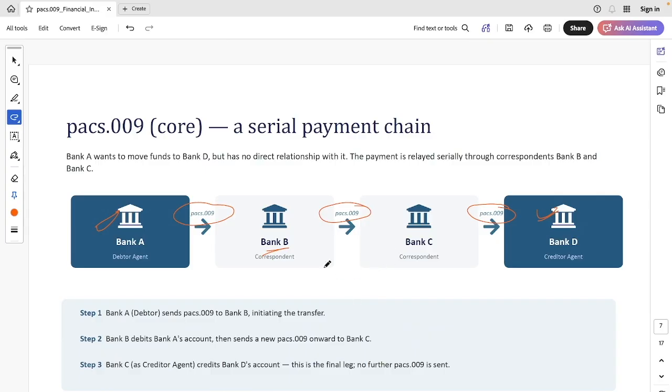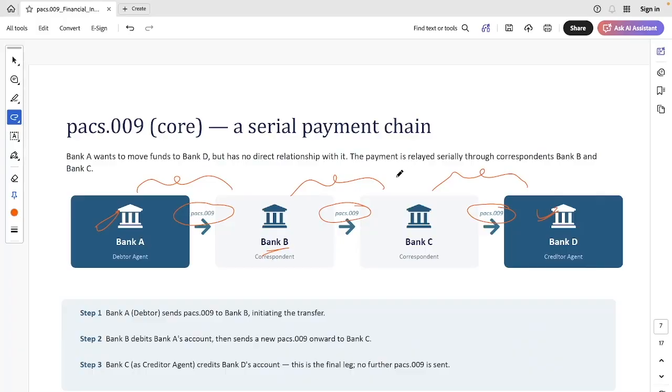Each leg, when we say leg, every transaction between bank to bank is a leg. So each leg may have its own instructing and instructed agent. This example is very similar to sending an important parcel from city A to city D, but there is no direct courier route. So the parcel goes from city A to city B, then city B to city C, and finally from city C to city D. Each courier leg has a sender and receiver for that leg, but the original sender and final receiver remain the same. That is exactly how dynamic roles work in a serial pacs.009 chain.